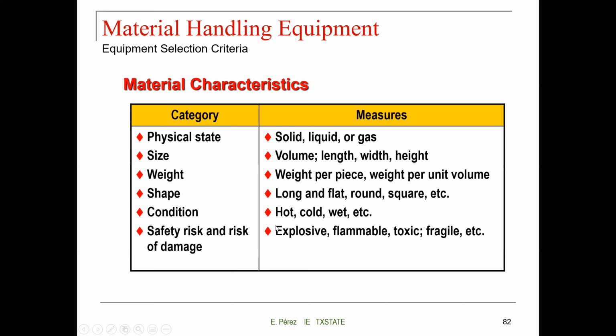Material characteristics. Here are some categories and measures. Depending on these categories, we can then measure. So we have physical state, size, weight, shape, condition, safety risk, and risk of damage.